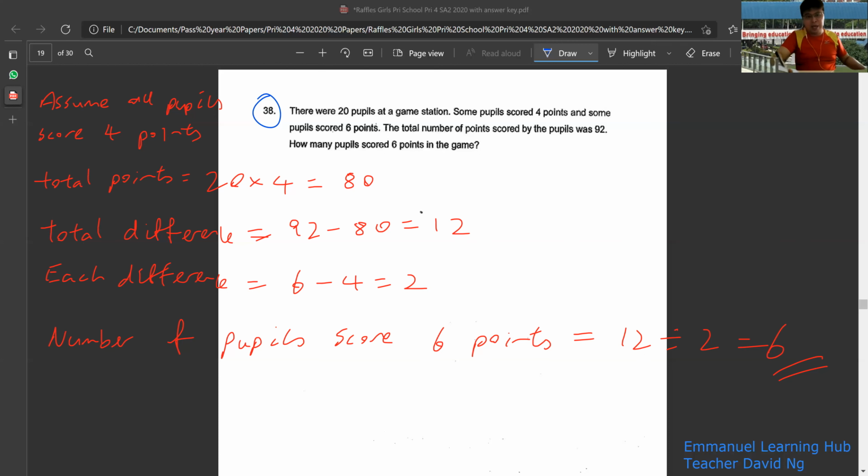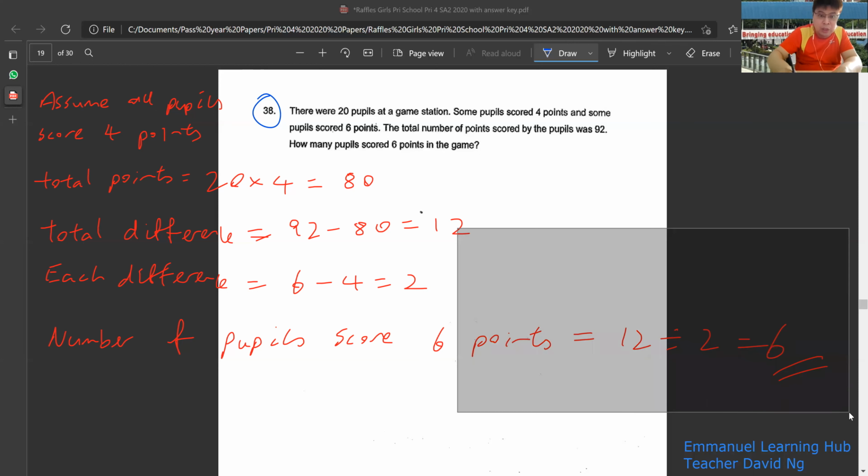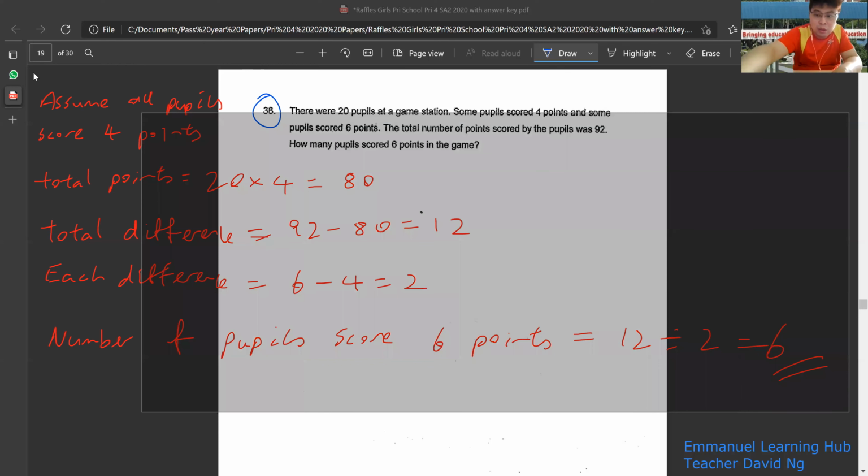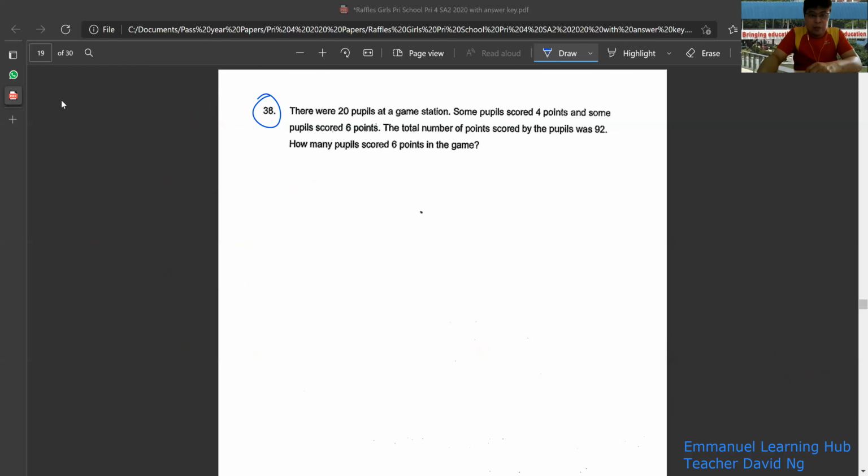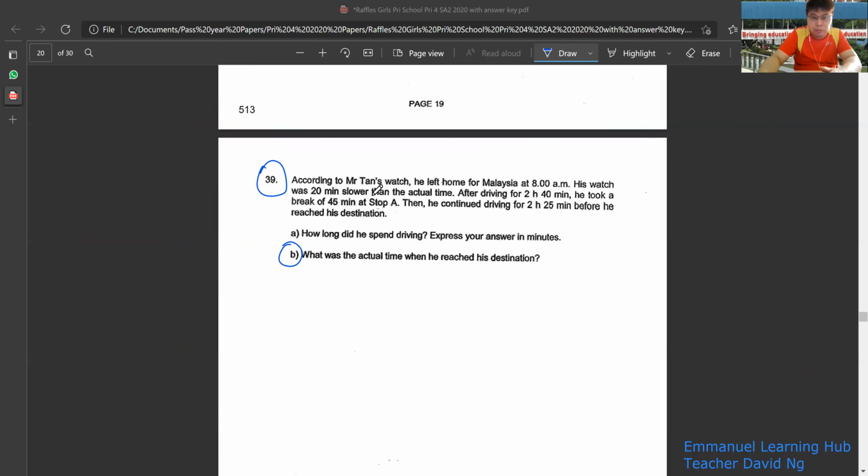Understand now? This question sure come out in exam. So you have to understand and apply this concept of assumption method. This question I have to redo, like all these questions I have to redo. Okay, 39.